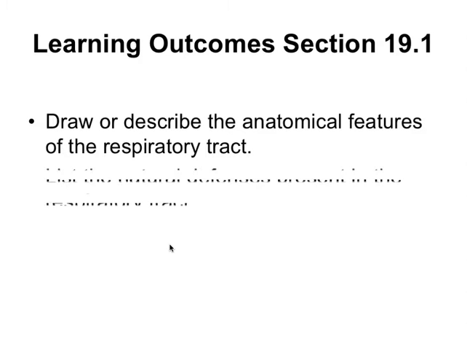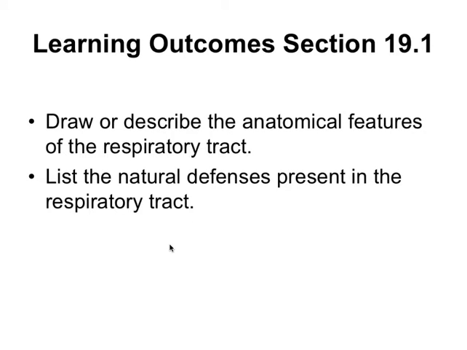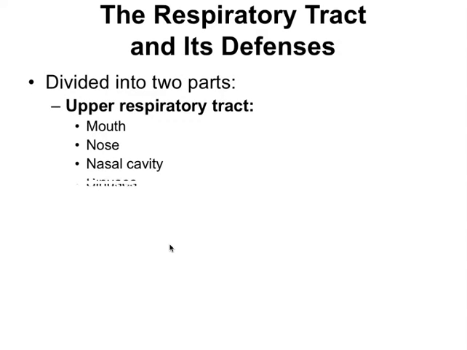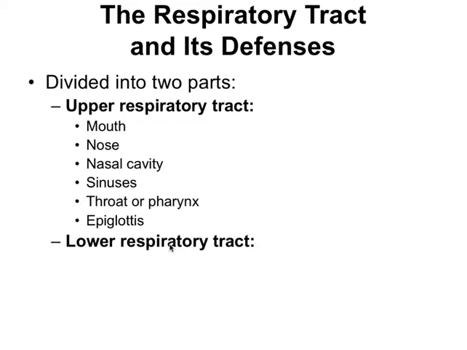This is the chapter on diseases of the respiratory system. So we'll talk about the structure and function of the respiratory system and its defenses. The respiratory system is another one of these body systems that's open to the outside world at the nasal and the oral cavity. The upper respiratory tract runs from the mouth all the way down to the larynx, and the lower respiratory tract runs from the trachea all the way down into the lungs.